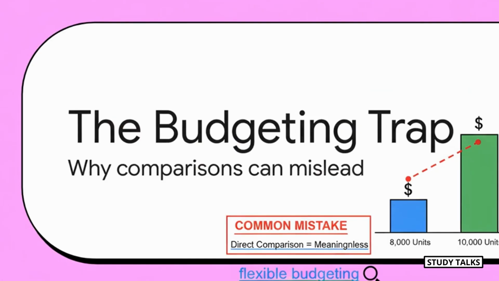So what's the real issue here? Well, it's pretty simple, really. You'd be comparing apples to oranges. I mean, of course the costs to make 10,000 things are going to be different from the cost to make 8,000. So a direct comparison is totally meaningless for figuring out if you actually controlled your costs well. So today, we're going to learn the right way to do it.